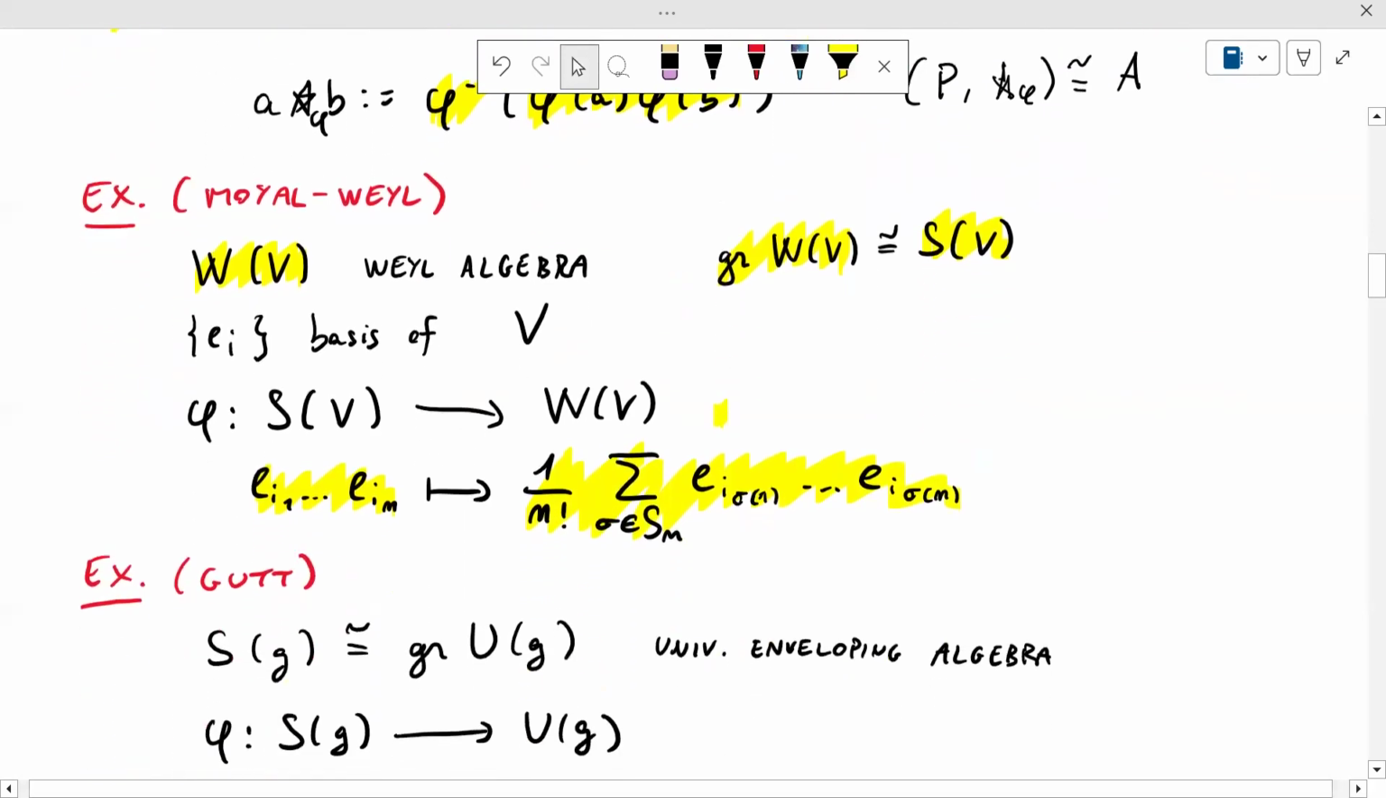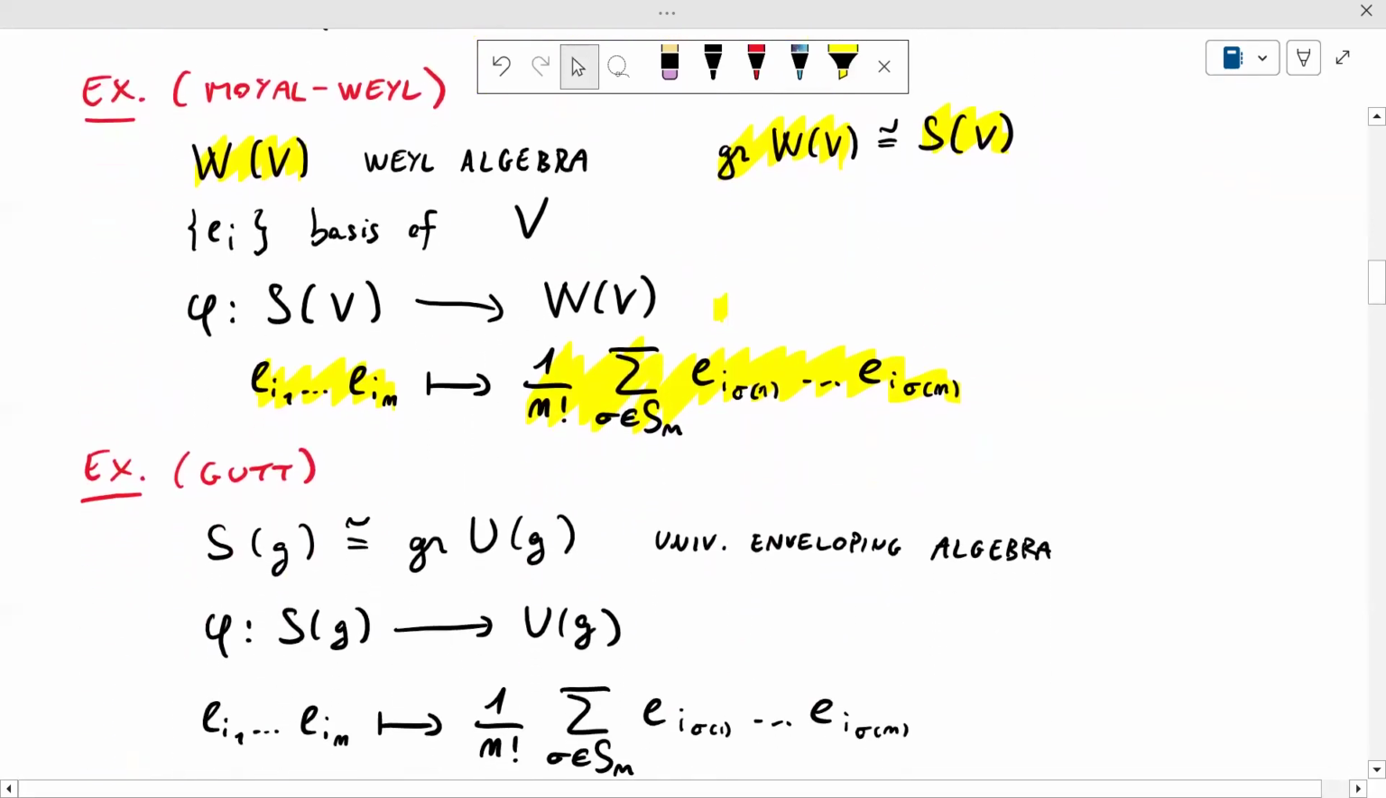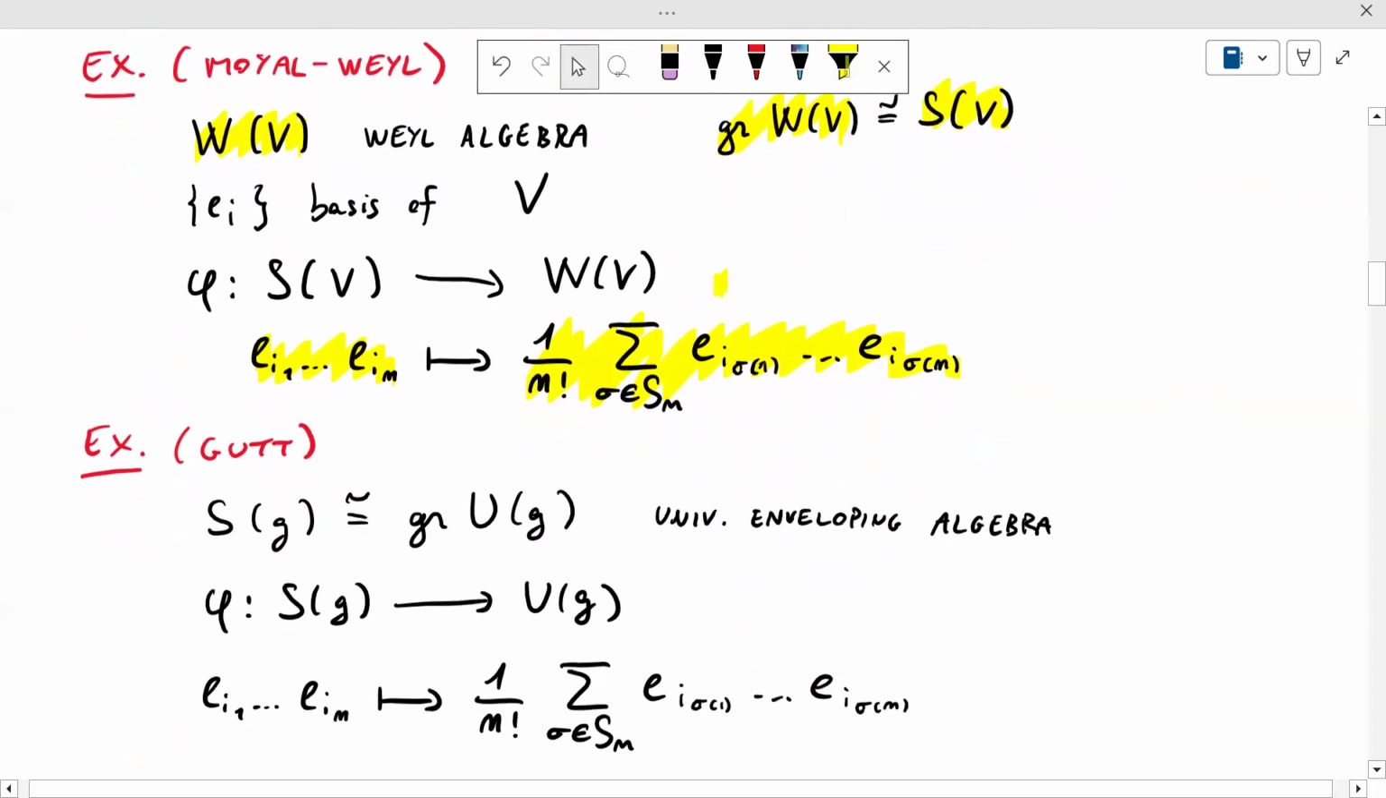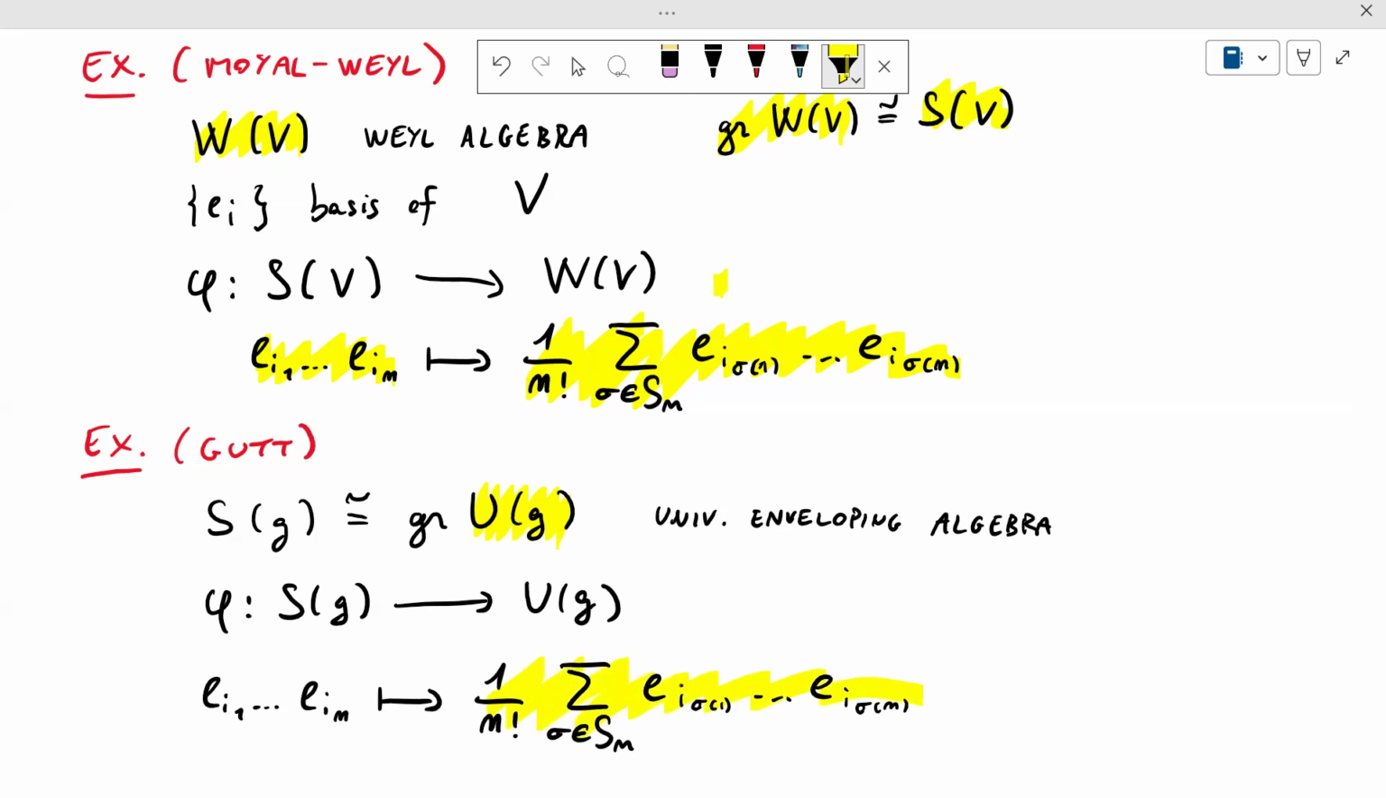One can show that this produces the Moyal-Weyl star product. For the Gutt star product, it's very similar. Here the quantum algebra will be the universal enveloping algebra of the Lie algebra. Again, it's well known that its associated graded is the symmetric algebra. And we can take as quantization map the same symmetrization map as before.